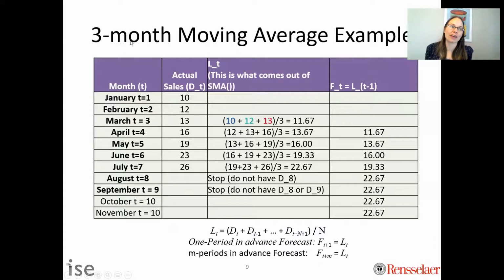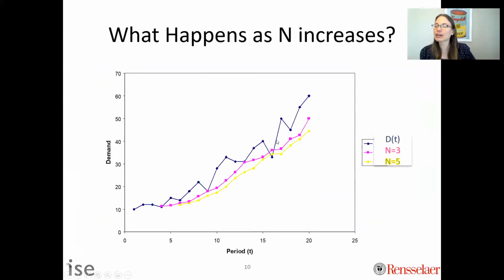All right, so this example used n of 3 months, right? We had a 3-month moving average. I could say, why did I decide on 3 months? What if I used a 2-month moving average or a 5-month moving average? What happens if I increase n, which is the number of pieces of data I'm dividing by? So here's just an example. D of t is the demand. This is what we actually observed.